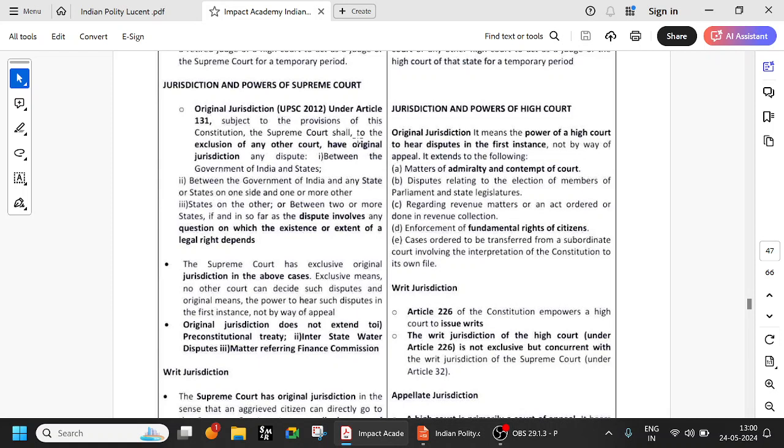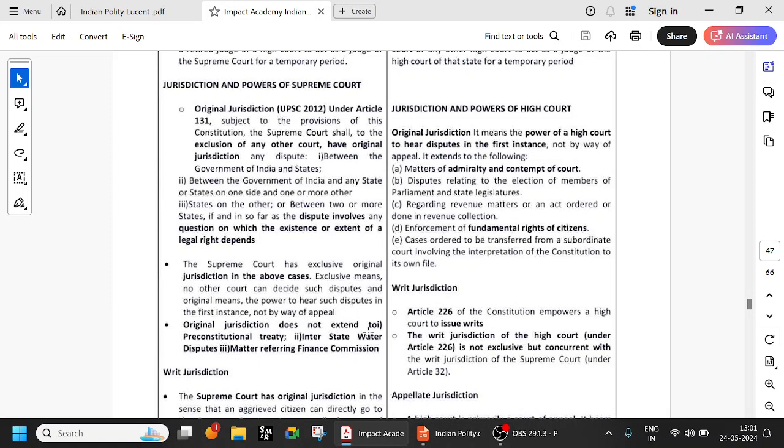Anyway, as we have seen, it is between the government and one state, or state or union territory, etc. So all these things come under the original jurisdiction of the Supreme Court. The Supreme Court has exclusive original jurisdiction in the above cases. Exclusive means no other court can decide such disputes, because if there are two states involved, two states will have two high courts, so there is going to be a clash. And we are not talking about appeal. If it goes by way of appeal, then that is appellate jurisdiction.